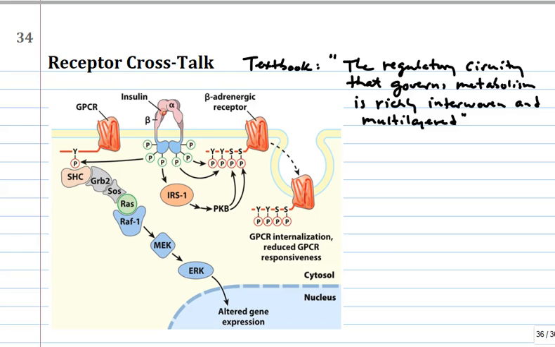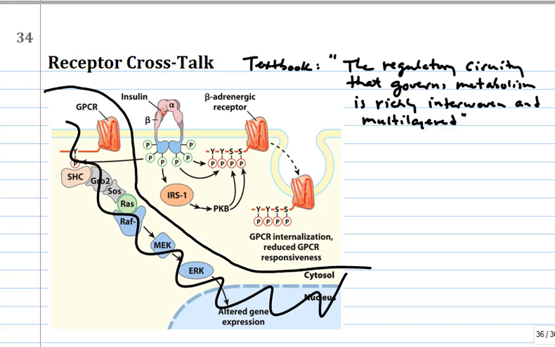So we've talked about, for example, the insulin receptor and the beta-adrenergic receptor. If you look at this right here, we talk about the action of the beta-adrenergic receptor being in opposition to the insulin receptor. And so how do they work together or talk to one another? Well, they can directly influence one another. That's why we say that the regulatory circuitry is richly interwoven and multi-layered because of this interaction.